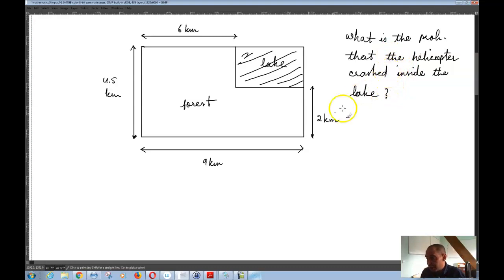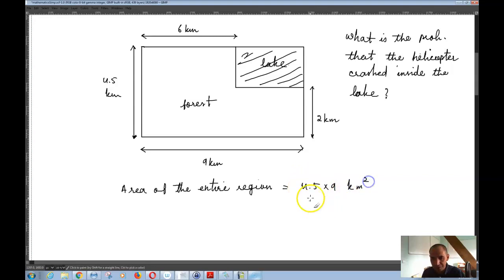Now the solution here is that the helicopter is equally likely to crash anywhere in the region. As far as we can tell, the helicopter is equally likely to crash anywhere inside this region. And the area of the entire region is basically 4.5 times 9 square kilometers, which is 40.5 square kilometers.